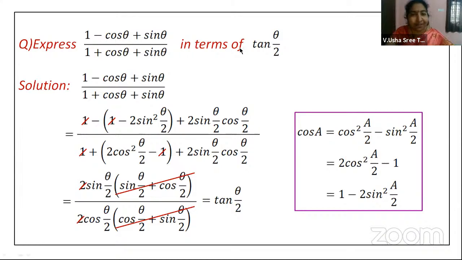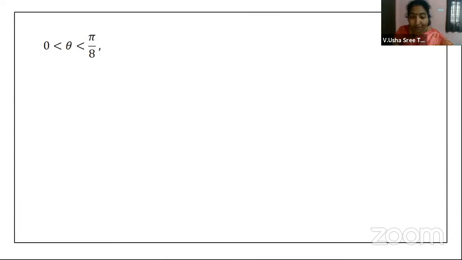Now what is our question? The question is, you just try to express this expression in terms of tan theta by 2. Did we get it in tan theta by 2? Yes? All right. Now we'll go with the next concept, next problem.